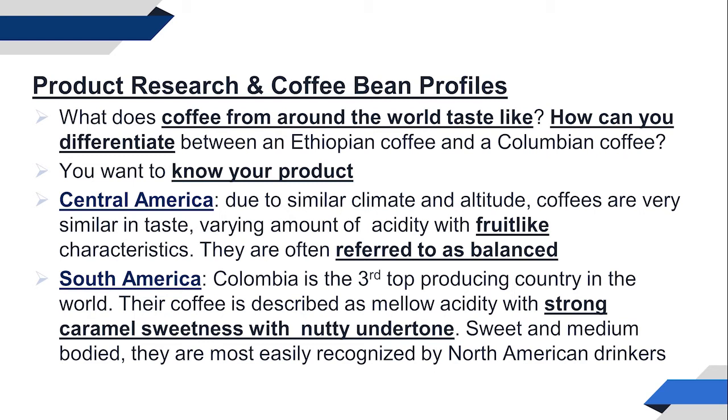And they go through a special process that they call cupping. Cupping is where it tells you where the coffee is from. A connoisseur can tell you, okay, this is a Colombian because of the flavor that it has, hints of this, hints of that. They can pretty much give you a good idea of where that coffee comes from. So Colombia, being the third top producing country in the world, is that sweet and medium-bodied coffee. And it's most easily recognized by someone in the US or Canada.